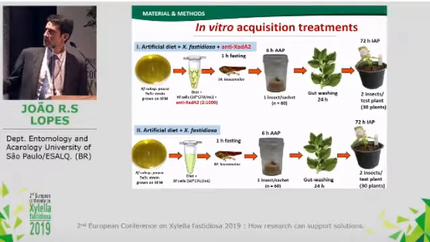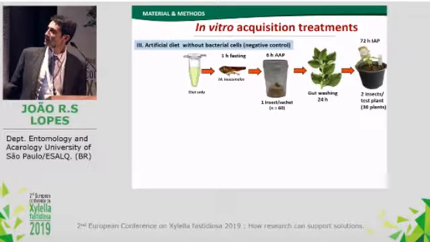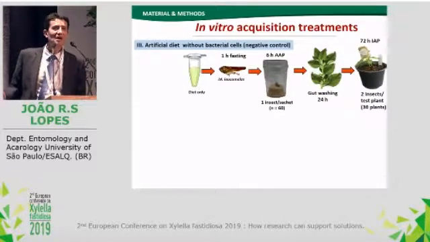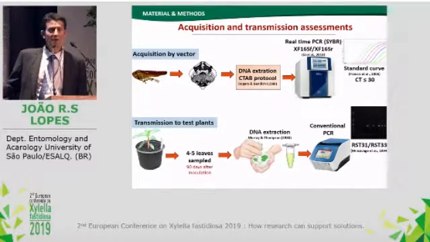The same procedure was done for the treatment 2, except that here we didn't add the antibodies, just the Xylella fastidiosa and the liquid diet. So this is a kind of a positive control. And the third treatment was a negative control, where no bacteria was added, just the liquid diet, to make sure that the insects were free also from the bacteria. And this was tested at the acquisition by vectors using PCR, qPCR, and transmission to test plants, putting the insects on the plants, and then 9 days later doing PCR from the plants.